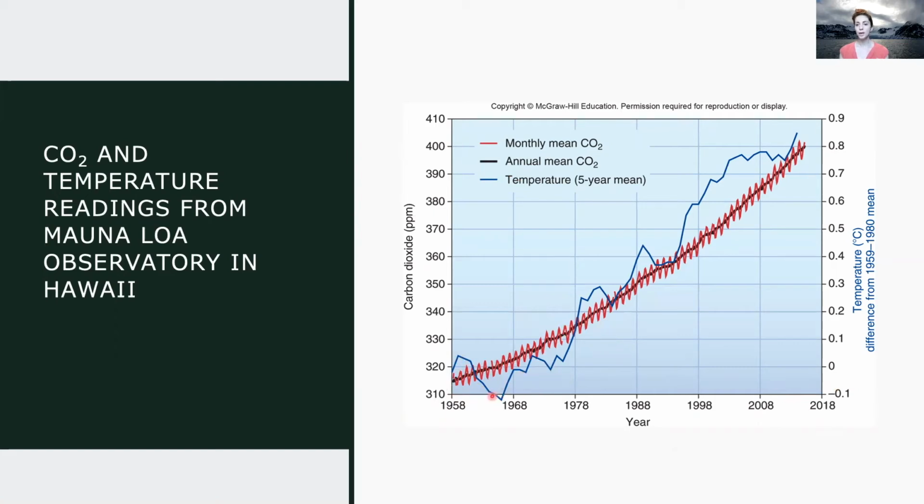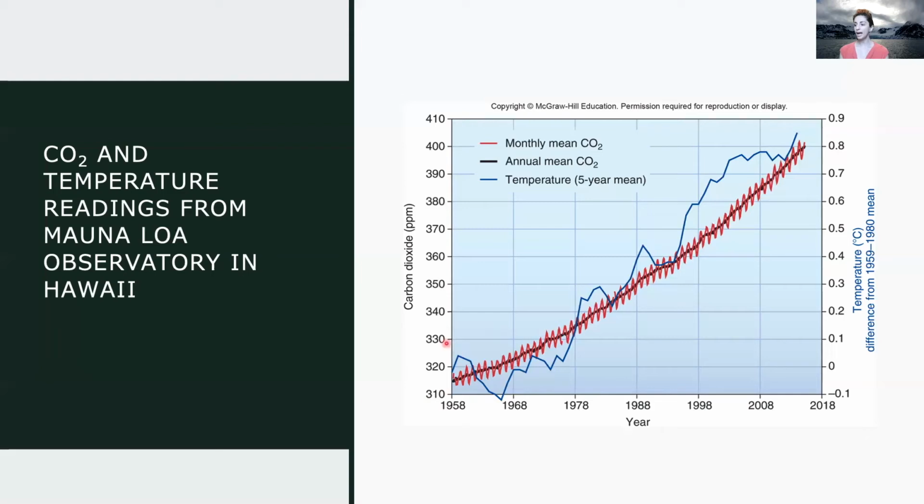The first thing that you might notice is that we have these oscillations in CO2. If you were to zoom in, each and every year has an increase and a decrease. These are seasonal variations in the amount of CO2 that have to do with the productivity or the lack of oceanic productivity depending upon the season.